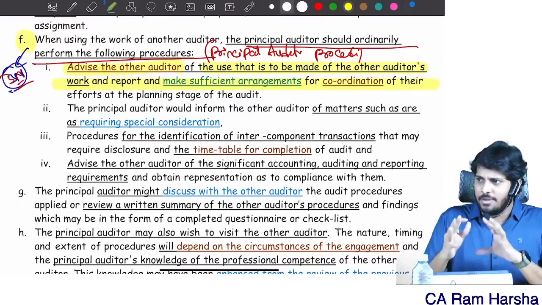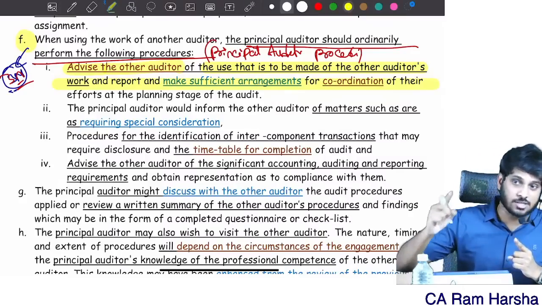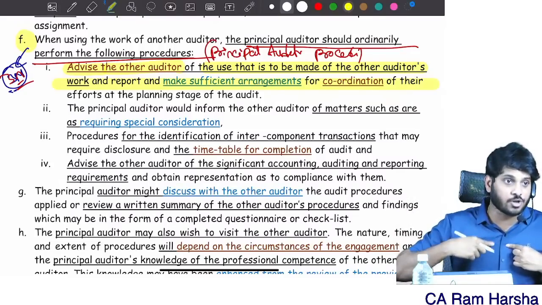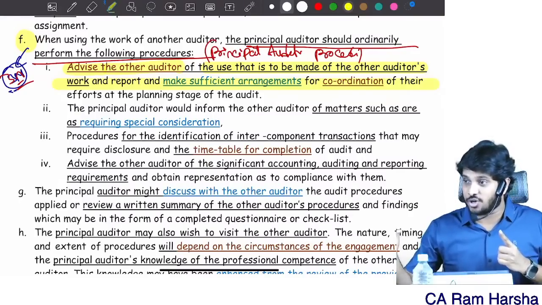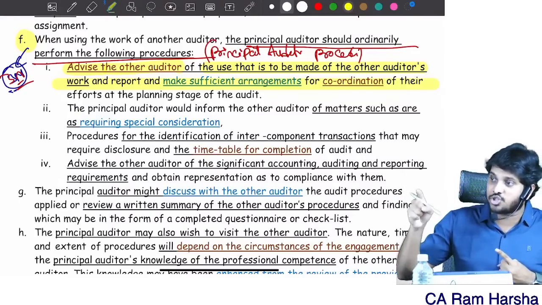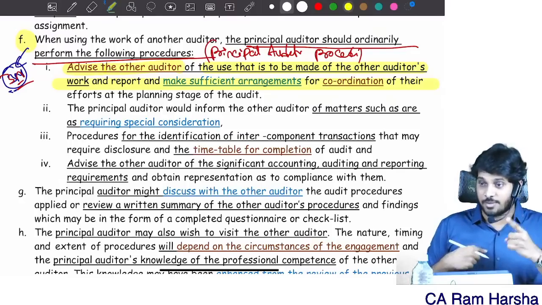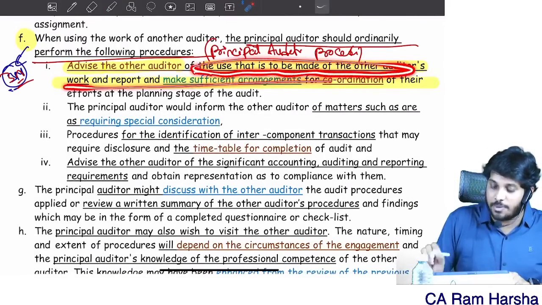Coordination. When I am doing audit of State Bank of India, I should tell all the subsidiary company auditors, look, if you complete your audit and give audit report, then only I can give my audit report on consolidated financials. Same way, I should tell all the 9,000 branch auditors, look, only when you complete branch audit and give me the audit report, then only I can give my audit report on standalone financial statements. So I should advise the other auditor how their work is going to be used by me.